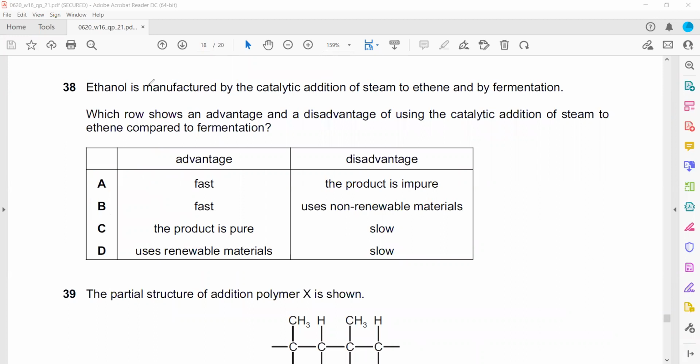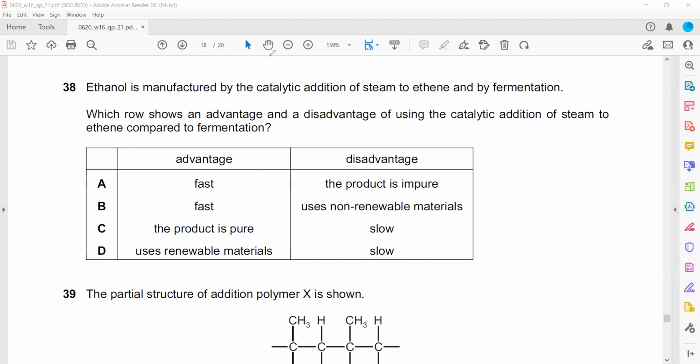Ethanol is manufactured by catalytic addition of steam to ethene and by fermentation. So there are two ways to produce this ethanol. One is by addition of steam in the presence of phosphoric acid, and another one is fermentation, in which glucose is converted in the absence of oxygen in the presence of yeast. So enzymes, the biological catalyst, will speed up this reaction and convert the glucose into alcohol.